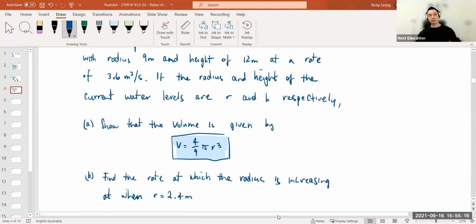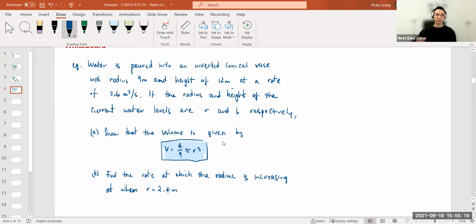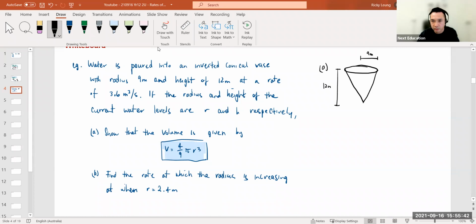All right, let's zoom out for a bit now. So water is poured into an inverted conical vase. Let me draw a diagram. For part A, inverted, so an upside down vase, that's a cone shape, looks like that. Now, what do I know about the cone? I know that the radius of the cone is 9 meters, and the height of the cone is 12 meters. What I also know is that at a certain point, the current water level, if you keep filling it with water, is going to have a radius of R and a height of H. That's what I know so far.